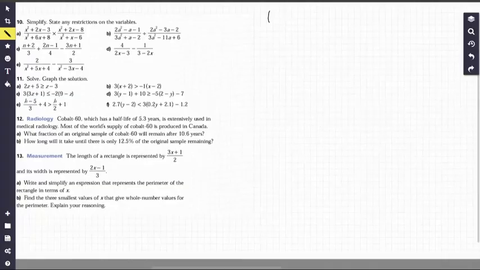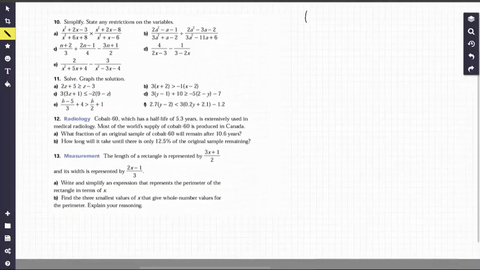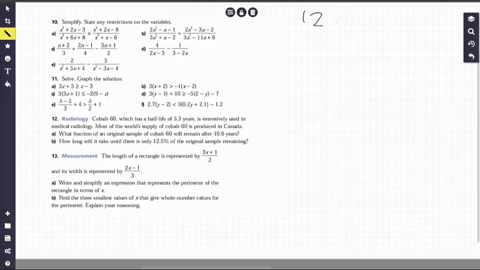Now for the word problem, no more skipping. Got to do all of this because we need to know. Radiology: cobalt-60, which has a half-life of 5.3 years, is extensively used in medical radiology. Most of the world's supply of cobalt-60 is produced in Canada. What fraction of an original sample of cobalt will remain after 10.6 years?